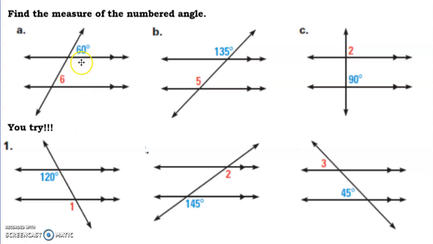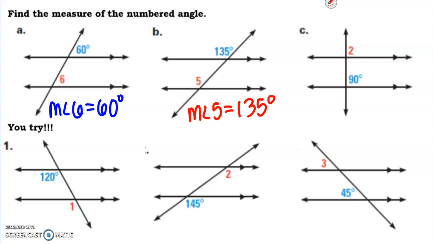So for example, these are both in the top right position, so they're corresponding angles, which means that angle 6 is also 60 degrees. Here, angle 5 and the 135 degree angle are both in the top left position, so they're both 135 degrees. 90 and angle 2 are both in the top right position, so they're corresponding, so we know the measure of angle 2 is also 90 degrees.